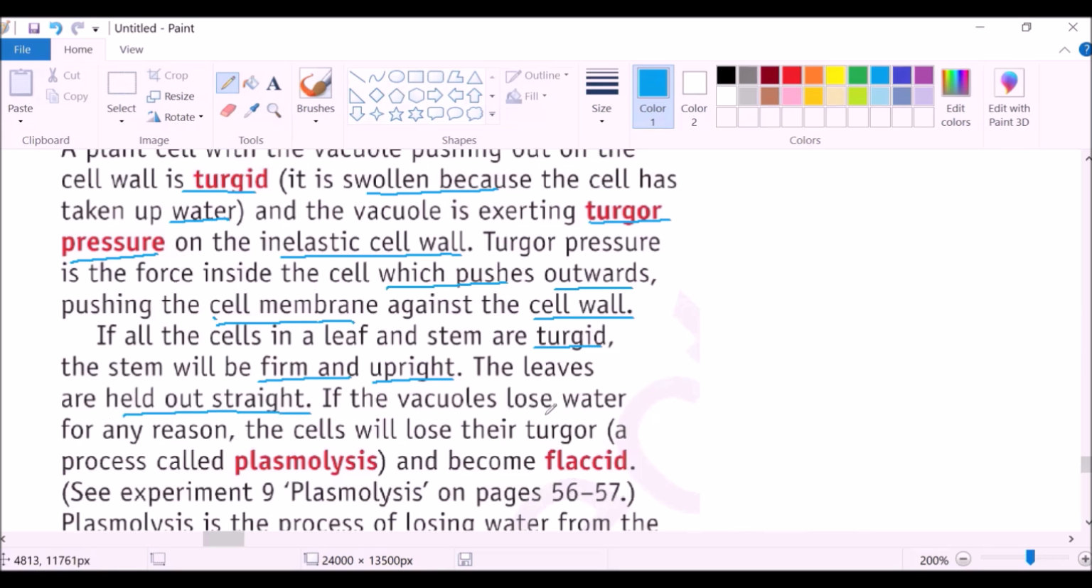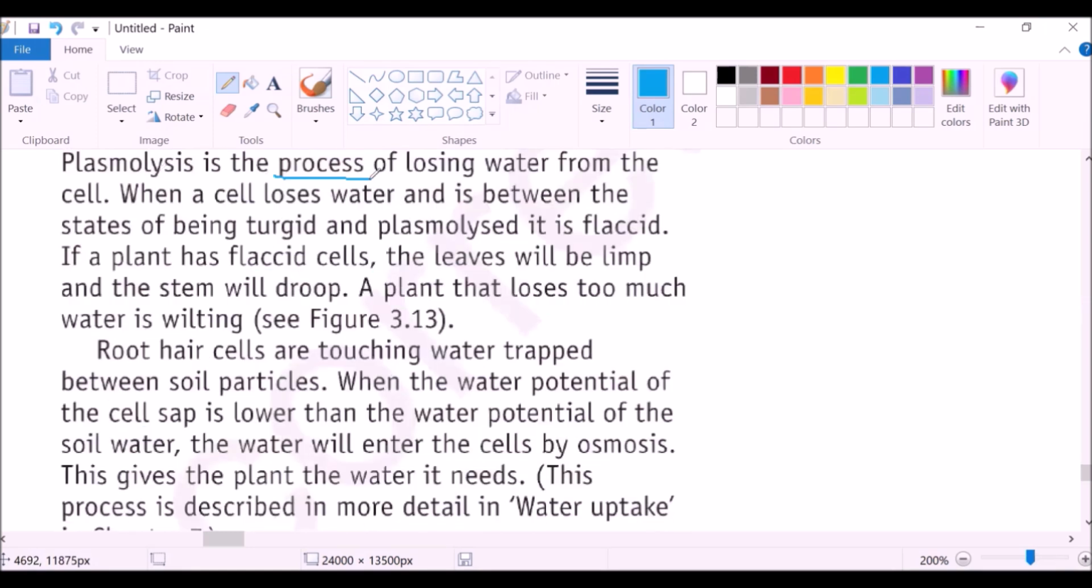If the vacuole loses water, the cell will lose its turgor. This process is called plasmolysis, and the cell becomes flaccid. Plasmolysis is the process of losing water from the cell. When a cell loses water and is between the state of being turgid and plasmolyzed, it is flaccid. If a plant has flaccid cells, the leaves will be limp and the stem will droop. A plant that loses too much water is wilting.